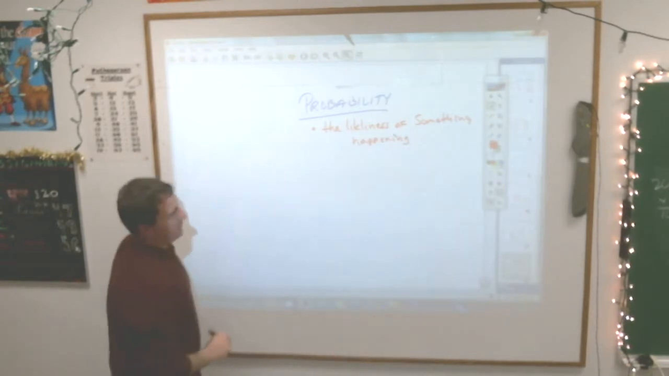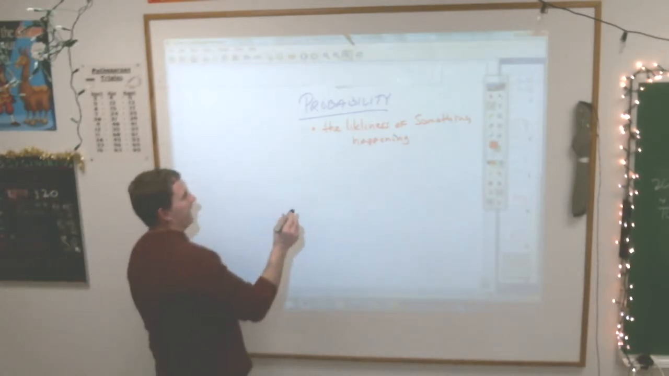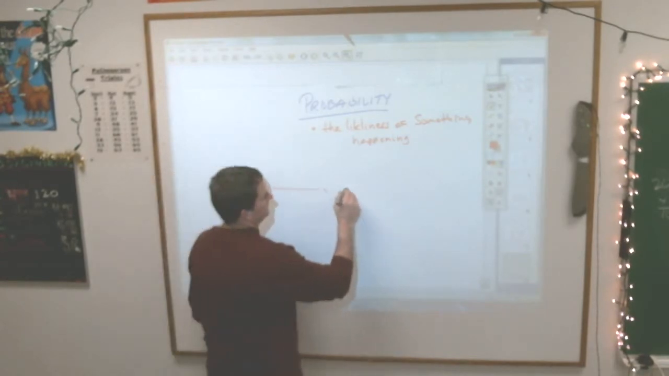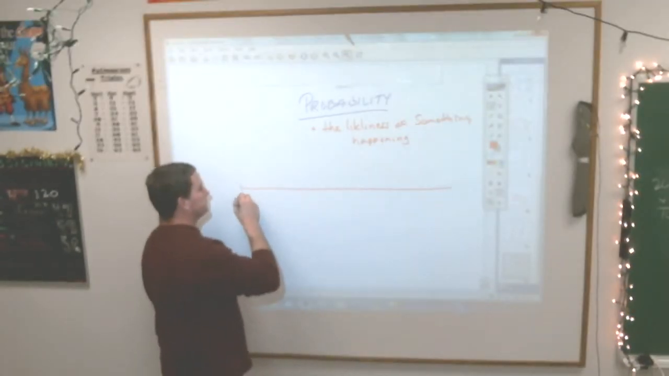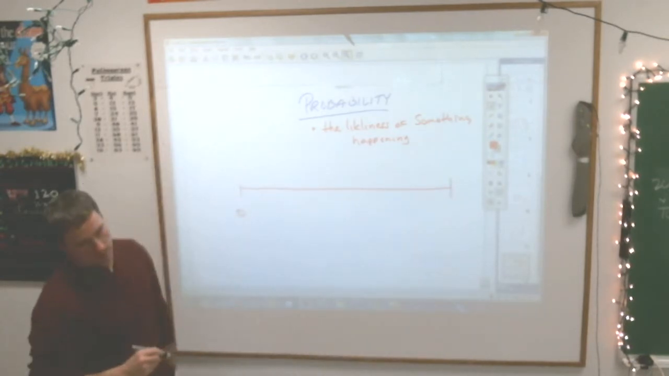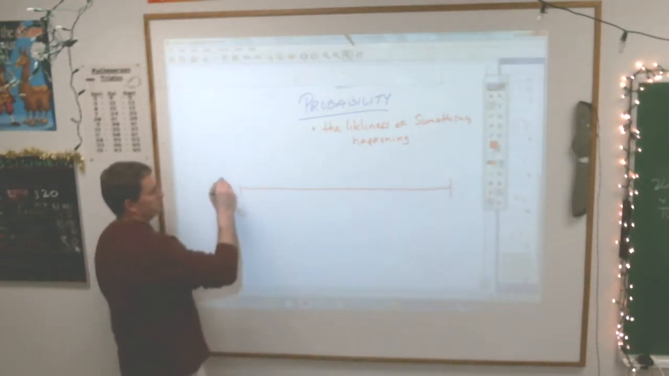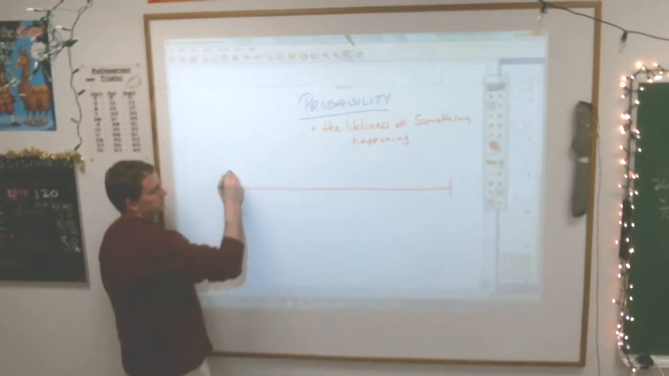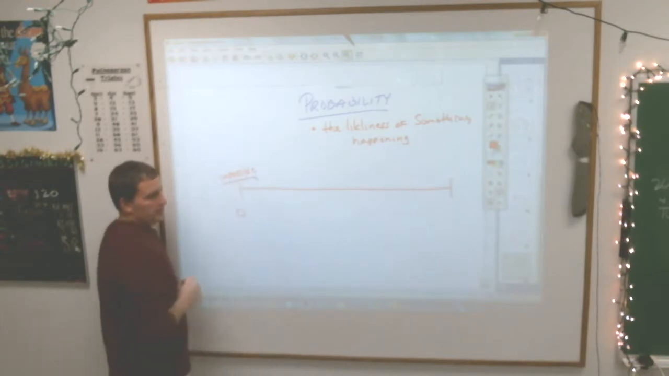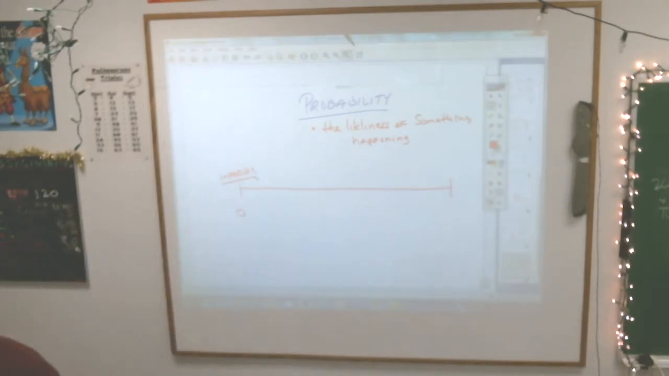And in the wonderful mathematical world that we live in, we have decided to show probability in kind of a fractional form. Here's my big long fraction. Okay, where zero means that something is completely impossible. For example, if I said, what is the probability that today is Wednesday? No chance. It's a zero.